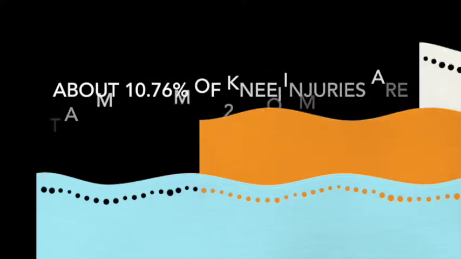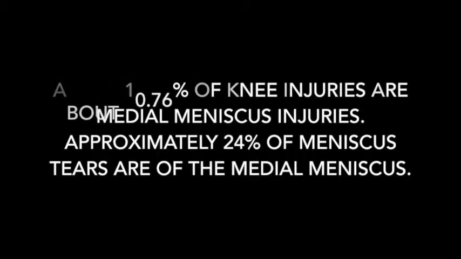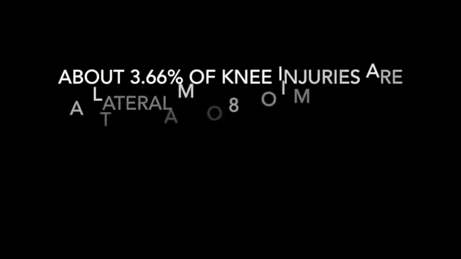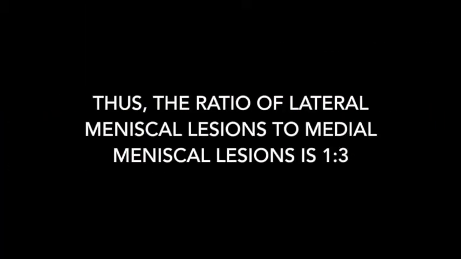Medial meniscus lesions are the second most common knee injury after torn ACLs. About 10.76% of knee injuries are medial meniscus injuries, and approximately 24% of meniscus tears are of the medial meniscus. About 3.66% of knee injuries are lateral meniscus injuries, and approximately 8% of meniscus tears are of the lateral meniscus. Thus, the ratio of lateral meniscus lesions to medial meniscus lesions is 1 to 3.